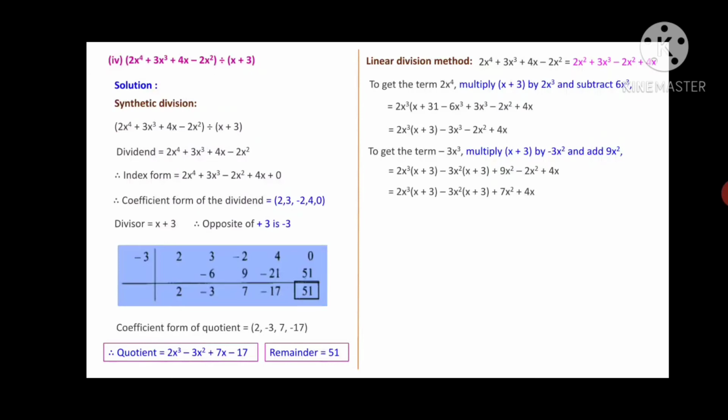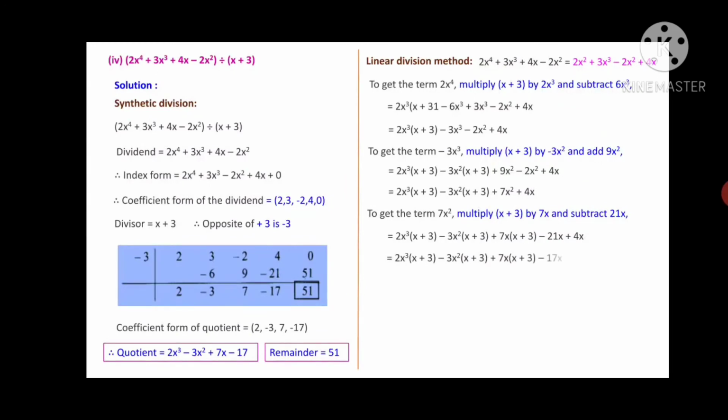7x square plus 4x. To get the term 7x square, multiply this x plus 3 by 7x and subtract 21x. Therefore 2x cube into bracket x plus 3 minus 3x square into bracket x plus 3 plus 7x into bracket x plus 3 minus 21x plus 4x. Friends, 2x cube into x plus 3 minus 3x square into x plus 3. Here now 7x into x plus 3, and minus 17x is the subtraction.